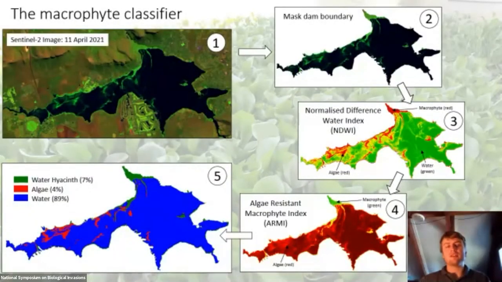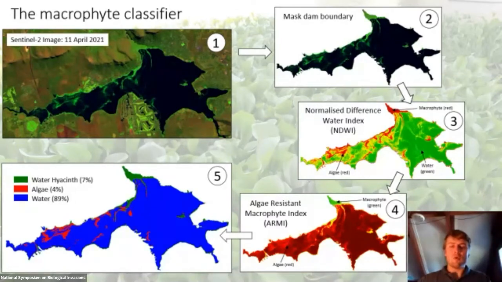The first step is to create a detection algorithm that can accurately detect macrophytes as well as algae on the dam. How this works is it takes a satellite image, in this case a Sentinel-2 image, and it masks the boundary of the dam to that image, as you can see in image number 2. This is dynamic, so it changes according to the dam level. In picture three, I apply an index. An index is a mathematical formula which amplifies certain spectral properties of the image, and this helps us detect different phenomena in the image. In this case, this index is optimized towards detecting water, and that allows the algorithm to then remove water from the image.